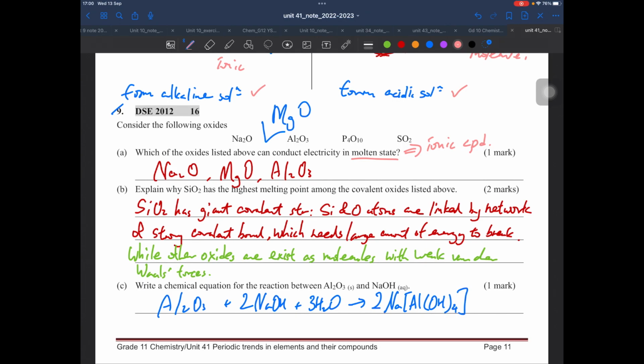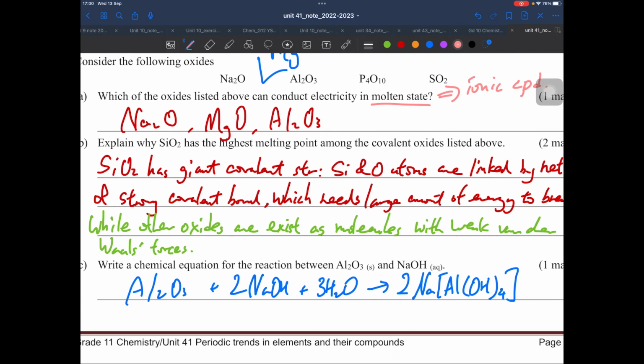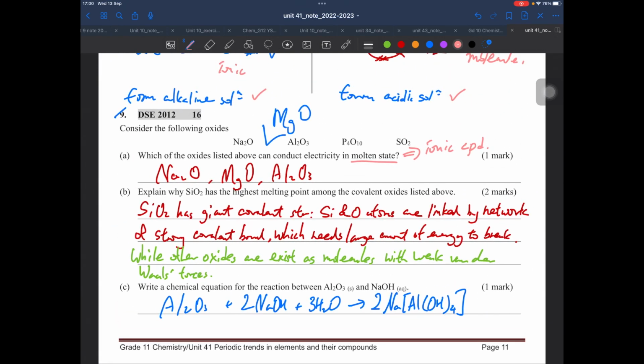Well, sodium oxide, aluminium oxide, and don't forget magnesium oxide. Okay, it doesn't matter because it's my fault, right? I forgot to put the MgO. So even if you don't get part A, no problem for MgO.